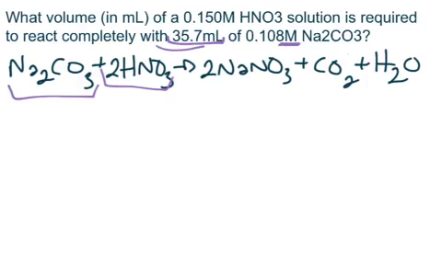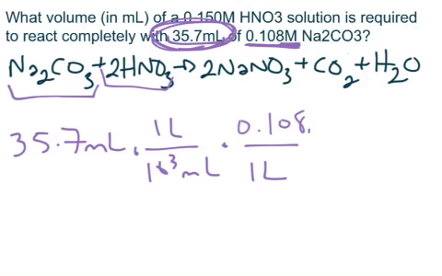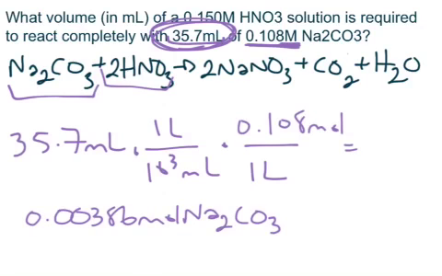Again, this is the value that we actually have on hand. This is just a quality of that value. So we have to start with a real number, 35.7 milliliters. First thing we need to do, 1 liter has 1,000 milliliters in it. And then instead of using molar mass, we're going to use molarity to switch into moles. So every liter of sodium carbonate has 0.108 moles of sodium carbonate in it, which means we are starting with 0.00386 moles of sodium carbonate.